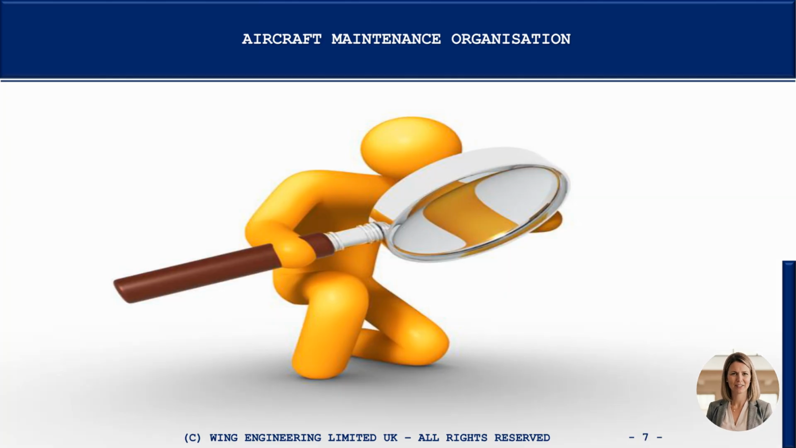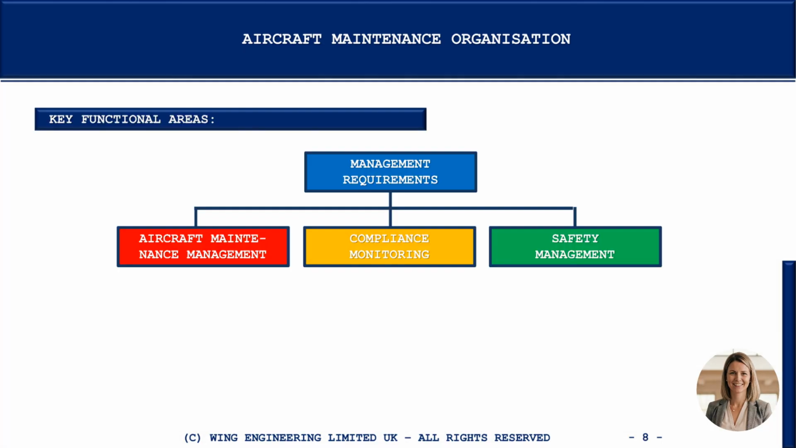What are the key functional areas of the organisation? According to the management requirements of Part 145, there are 3 key functional areas. 1. Aircraft maintenance management, which is directly linked to and entails the previously stated fundamental goal and objectives. 2. Compliance monitoring, which entails the verification of the organisation's compliance with all the pertinent requirements of Part 145. And 3. Safety management, which entails the identification of safety hazards and the management of safety risks associated with the organisation's operations.